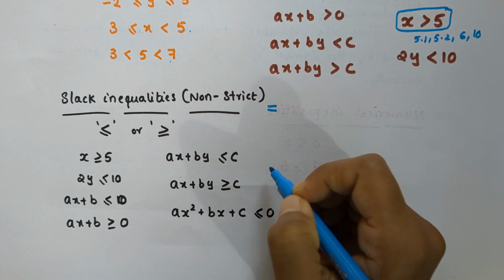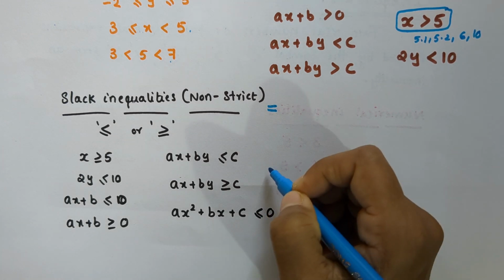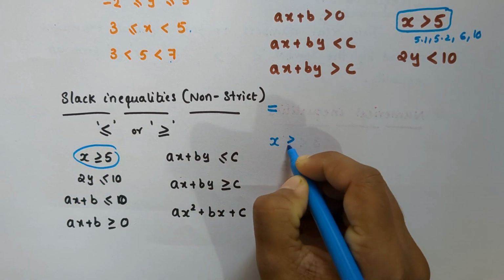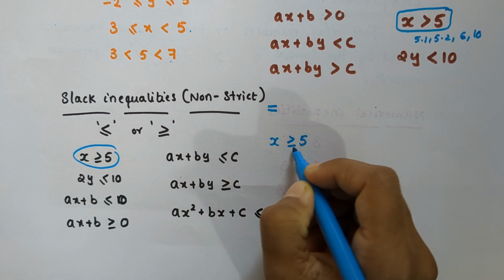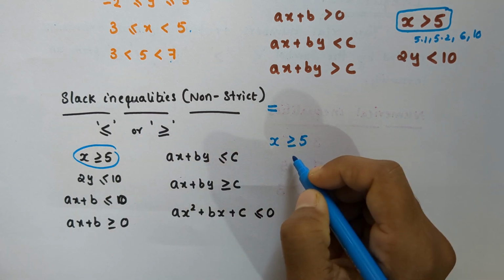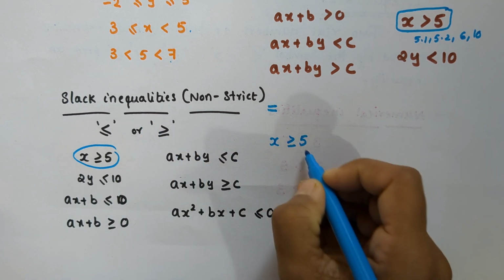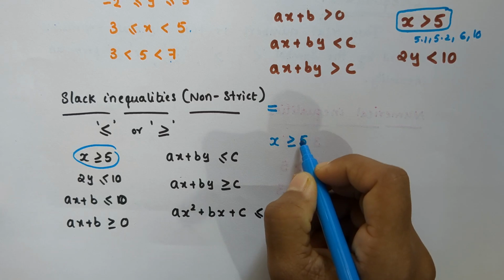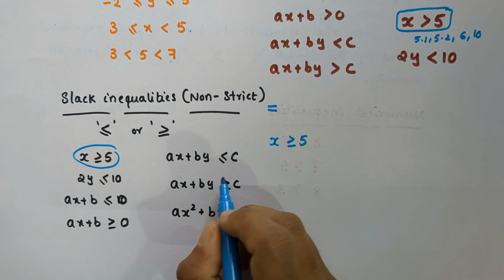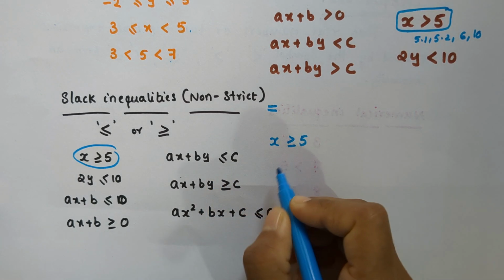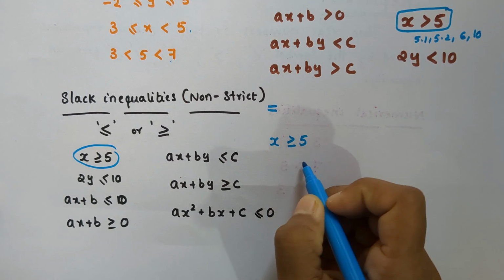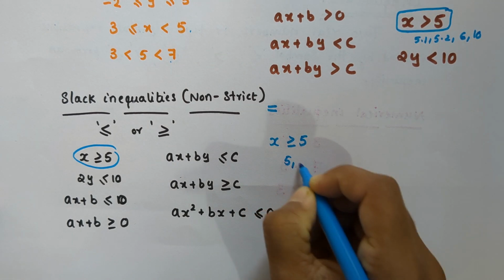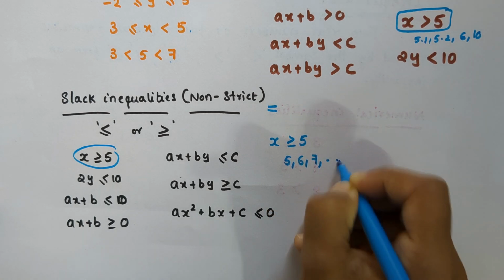In this case, the boundary value is included in the solution. If you consider the example x greater than or equal to 5, this is a non-strict inequality or slack inequality. Here, the boundary value 5 will be included in the solution. That is, x greater than or equal to 5 means x can be greater than 5 or even equal to 5. So x can be 5, 6, 7, etc.